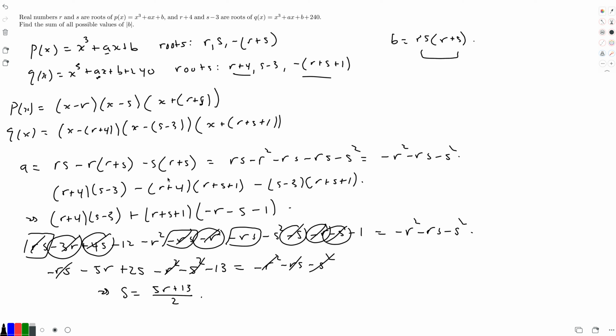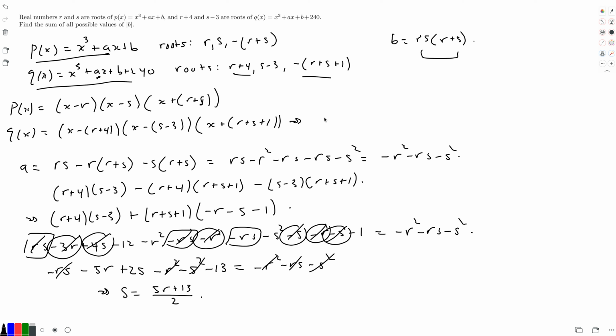So instead, I'm going to note a neat trick we noticed in the beginning of this problem. Q of x is just p of x plus 240. Therefore, if we plug a root into p of x, we know that if we plug that root into q of x, we're going to get 240. And that's where this factored form comes in particularly useful.